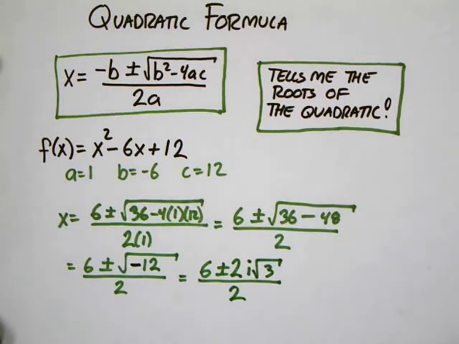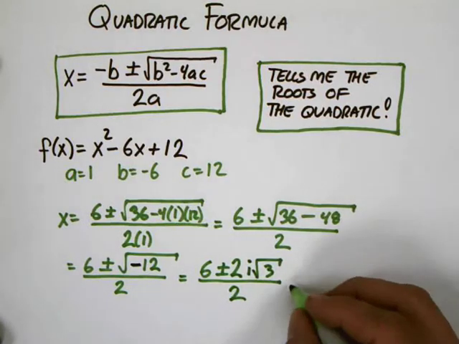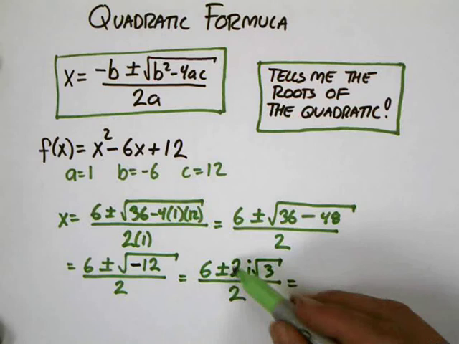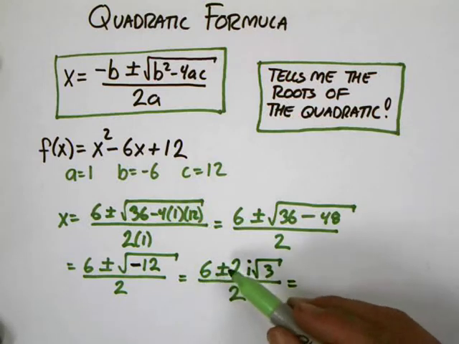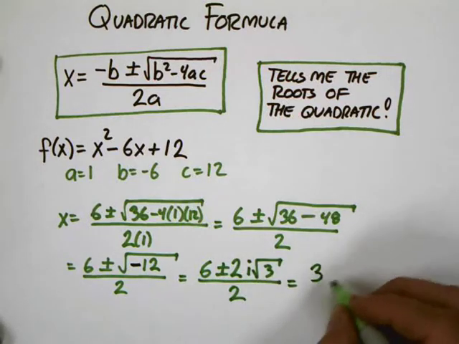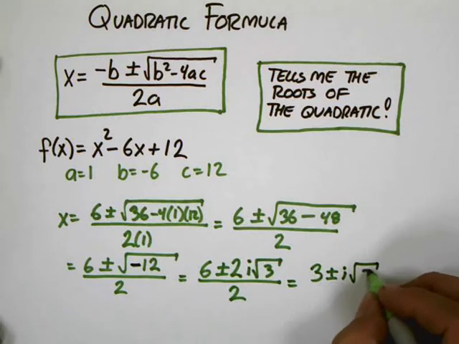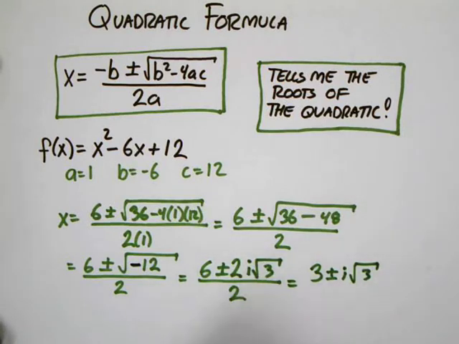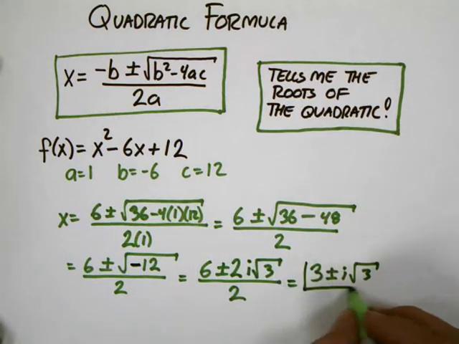All over 2. Got to check to see if I can simplify. Everything is divisible by 2, so I'm going to cancel a 2 out of each term. And I'm going to get 3 plus or minus i root 3. And the 2 is gone off the denominator. And that's it. That's all I'm left with.